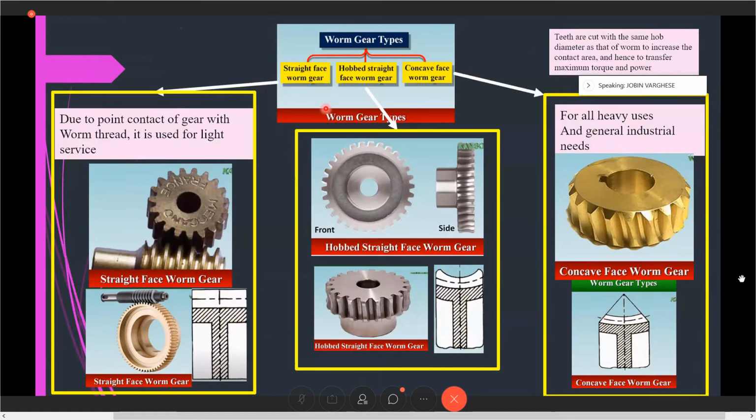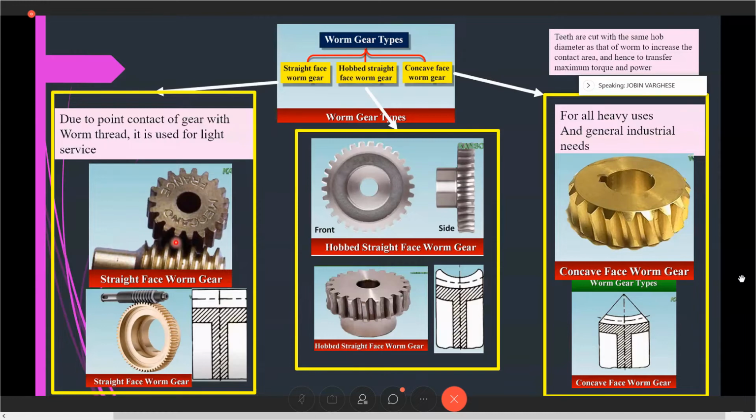And now the different types of worm gears. First I come to the straight face worm gear. In the straight face worm gear, it is like a helical gear, but it creates more noise when compared to the helical gear. In this case, the teeth will be on a straight axis, that is, the axis of the worm gear as well as the worm will be straight. The axis will be straight.